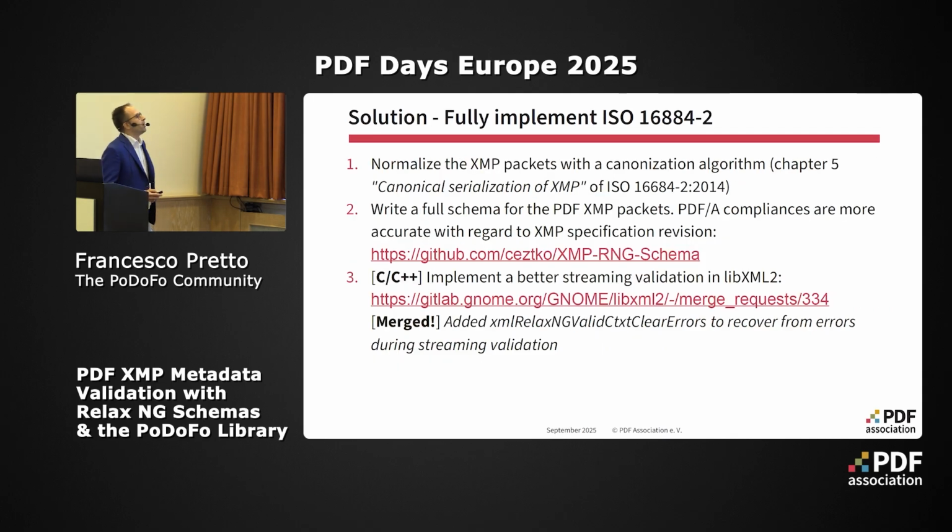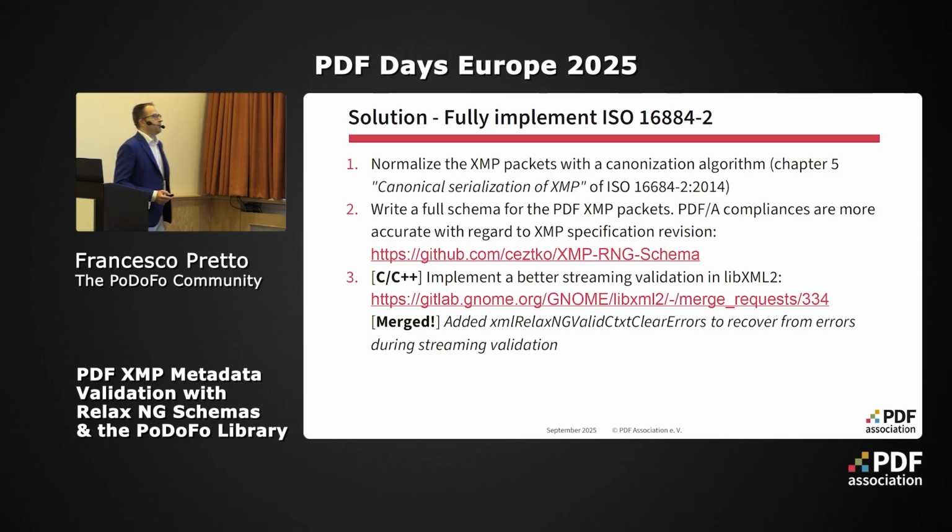So the solution is really to fully implement ISO 16684 part 2. So what we do is we normalize the XMP packet with the canonicalization algorithm, which is fully described by the document. And we write a full schema with all the properties for the XMP packets. And the funny thing is that you already find a complete definition of all these properties in this project.